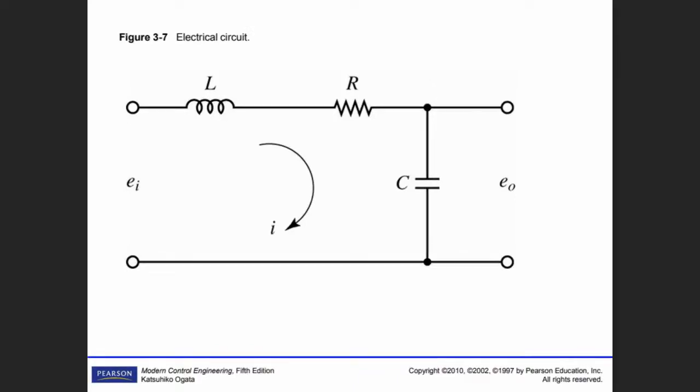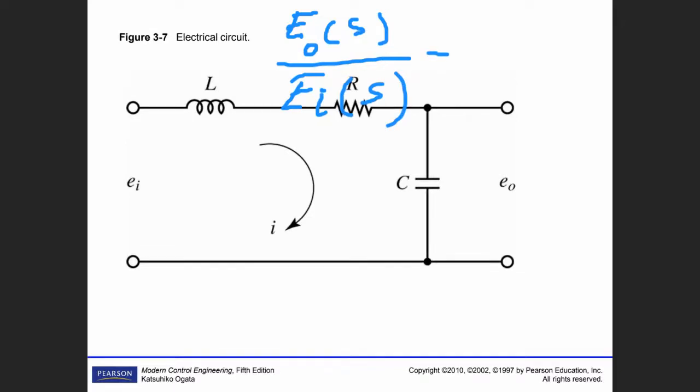What we are going to require to obtain is EO(S) over EI(S). Okay, this is what is required. This is what transfer function is all about: output divided by input. So the easy equation is this. There are two equations by the way.